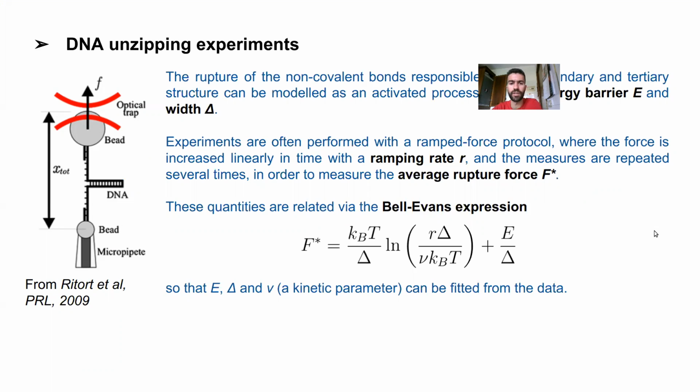Experiments of this kind are often performed with a ramped force protocol, where the force is increased linearly in time with a certain ramping rate. And the measures are repeated several times in order to measure the average rupture force. All these quantities can be related via the Bell-Evans expression that you can see here on the slide. And in this way, knowing the average force F and the ramping rate R, one can extract with a fit the values of E and delta, which characterize the activated process.